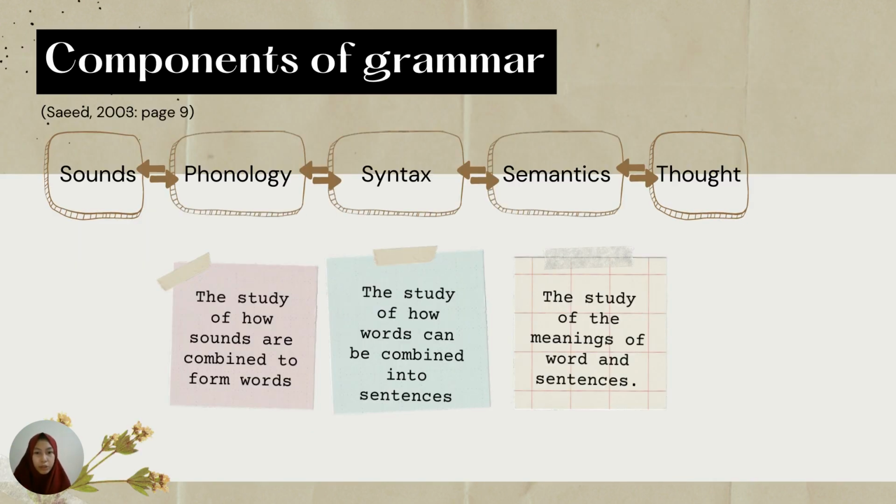Next, I will discuss the position of semantics in linguistics. Semantics' position in a model of grammar: in his book entitled Semantics, published in 2003, he creates a table of components of grammar. Starting from sounds, there are three major areas of learning. The first is phonology, the second is syntax, and the third is semantics. Then the last is thought. Thought here is defined as basic human thought.